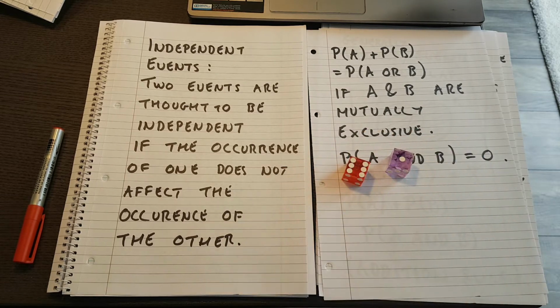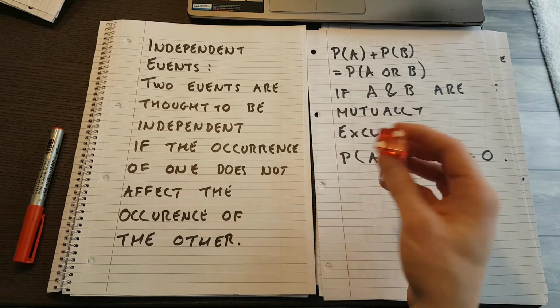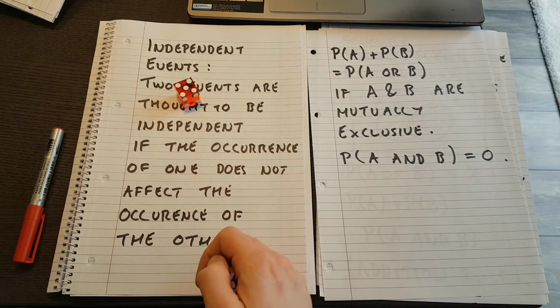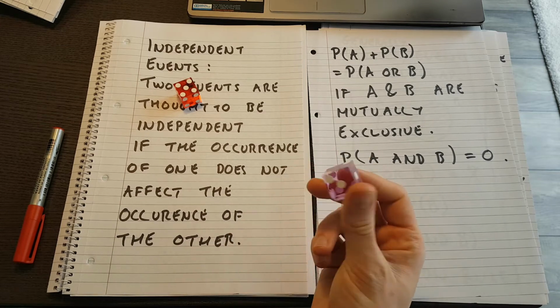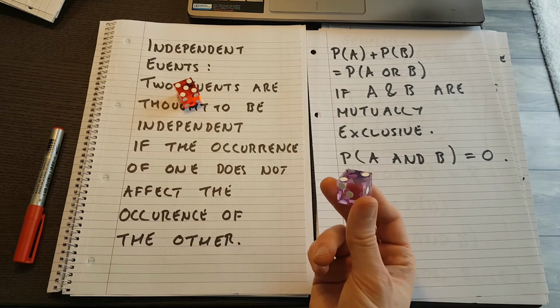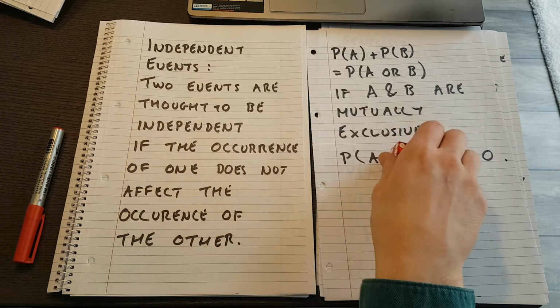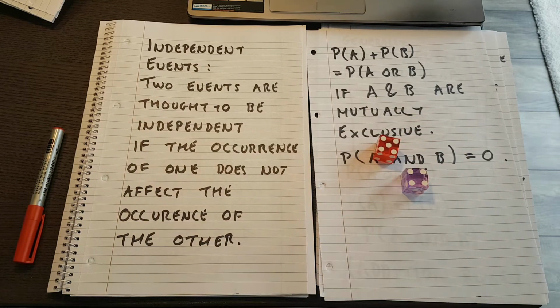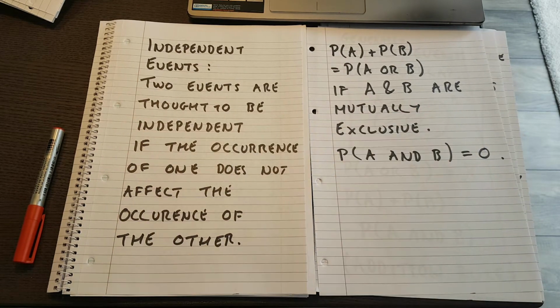They are not telepathically linked. One does not tell the other one what to do in any way. If I roll the red die and I get a 5, that tells me nothing about what will happen when I roll the purple die. So those would be examples of independent events.